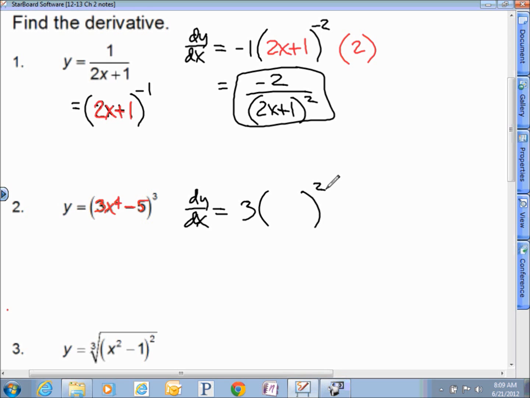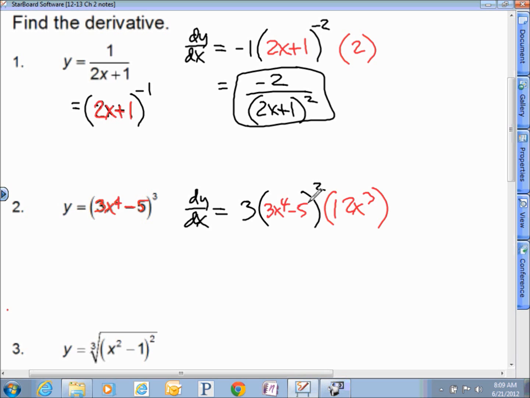The derivative of the inside function would be 12x cubed. Now, what was inside the original function, inside that cube? The 3x to the 4th minus 5 was, and now we're ready to go. I'm hoping that you're not going to break the rules of algebra and try to distribute that 3 into the quantity squared, because exponent rules supersede multiplication.